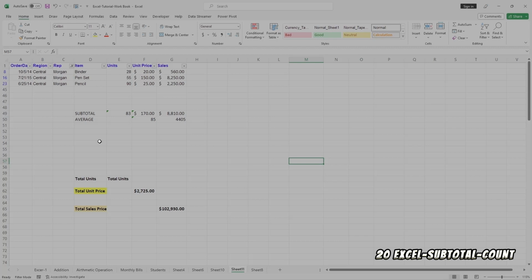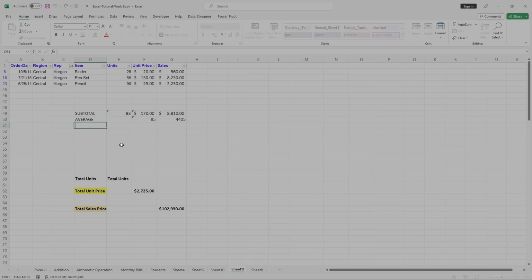With the same formula, subtotal, let us see what was the total count of product on which Morgan has got his average unit price and average sales which was achieved. So use the formula subtotal equals subtotal and open the bracket and select count for this formula.